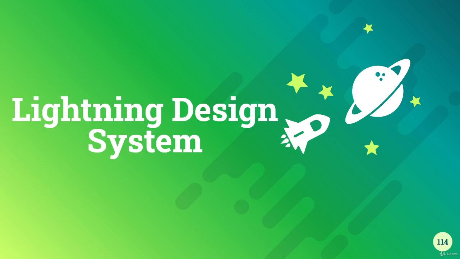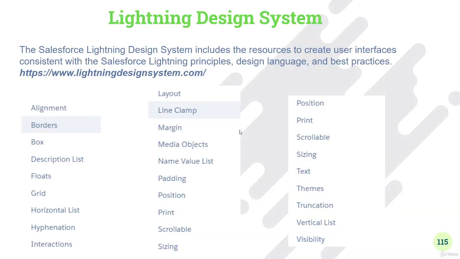In this video, we'll talk about Lightning Design System. So Lightning Design System is a styling library built by Salesforce. And this library gives us the resources to create the user interface consistent with the Salesforce Lightning principle, design language, and the best practice. This library gives us the utility classes by which you can build the box, float, grids. You can apply margin, padding, give some text size, color based on the Salesforce standard.